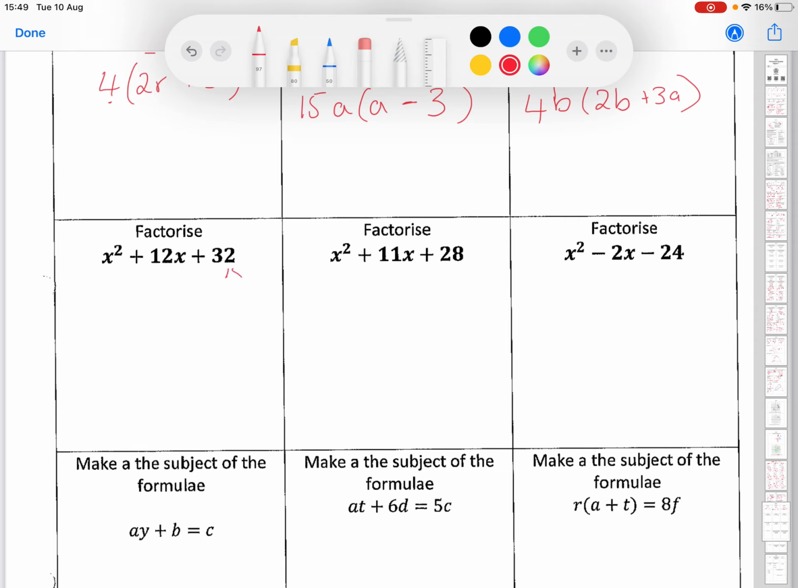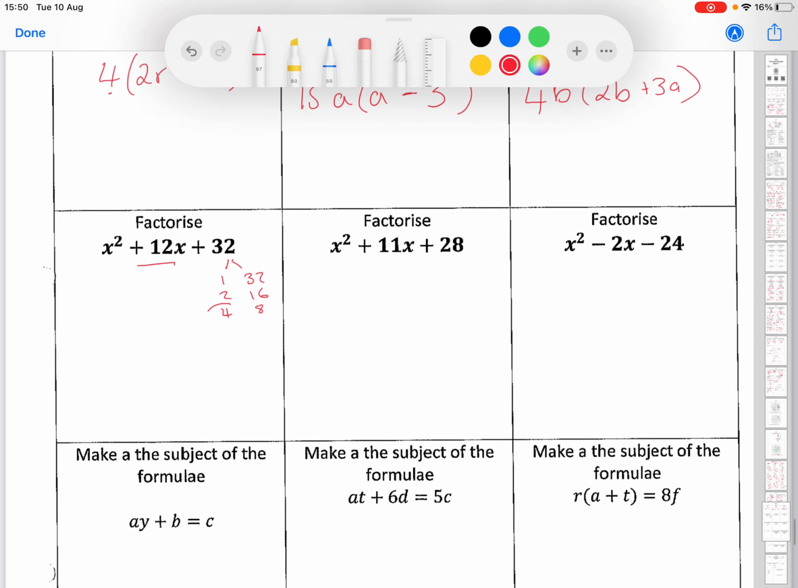Right, factorising quadratics. Now, write out your factors of 32. Even if you know it already, it would still be beneficial to do this. So we've got 1 and 32, 2 and 16, 4 and 8, and that's it. So now you've got to think about which pair of those add up to make 12. So it's pretty obvious here. You've got 8 and 4. Both of those make 12, and they both need to be positive. So in your answer, your bracket is going to be x plus 4 and x plus 8.